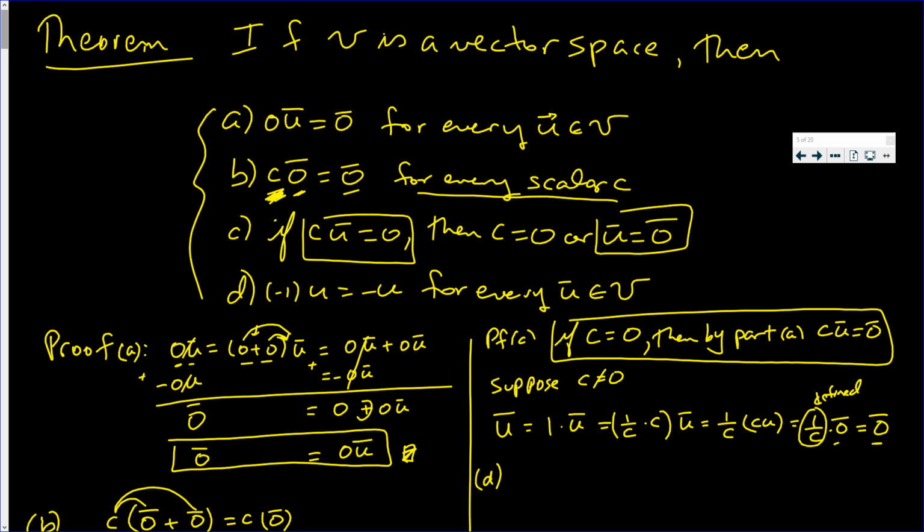Part D. Negative 1 times u is negative u. Now, how I might do that is as follows. We know that 1 minus 1 is 0. 1 plus negative 1 is 0. Therefore, when I multiply it by u, I get 0 times u, which is the 0 vector.